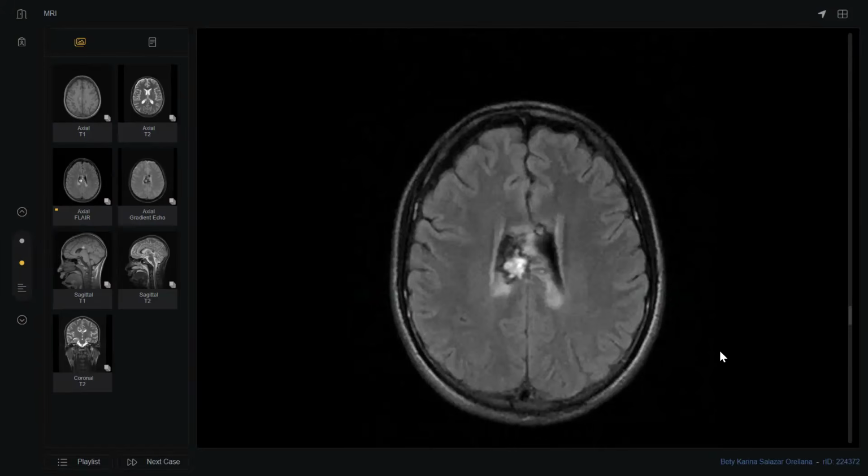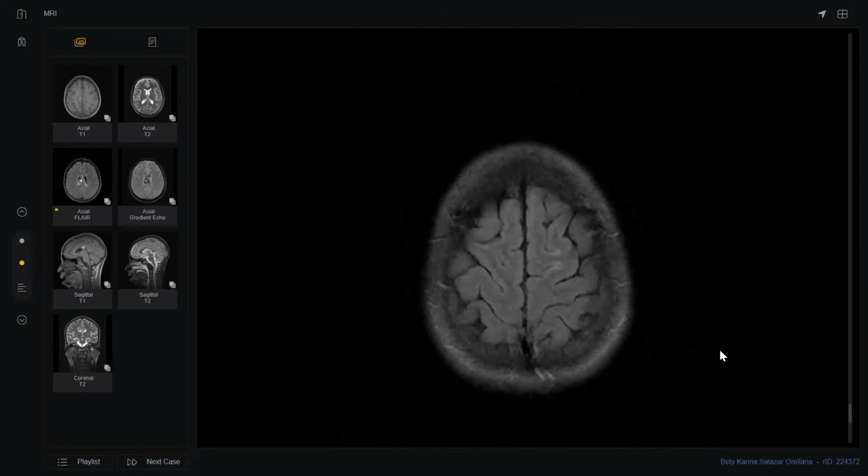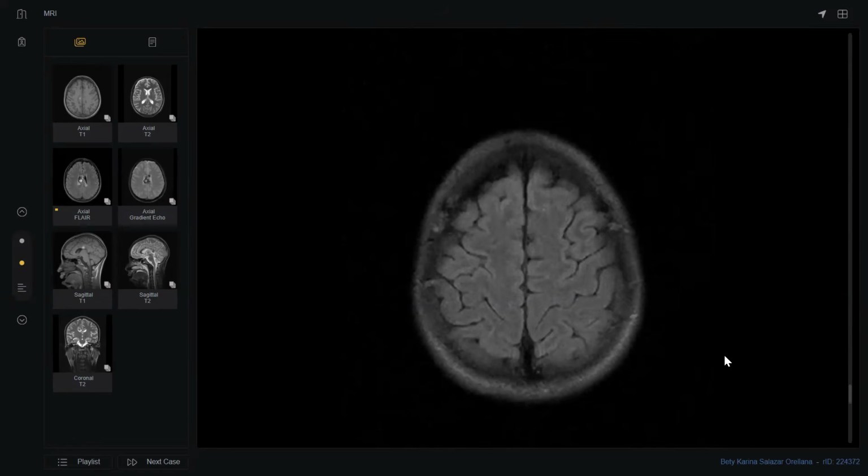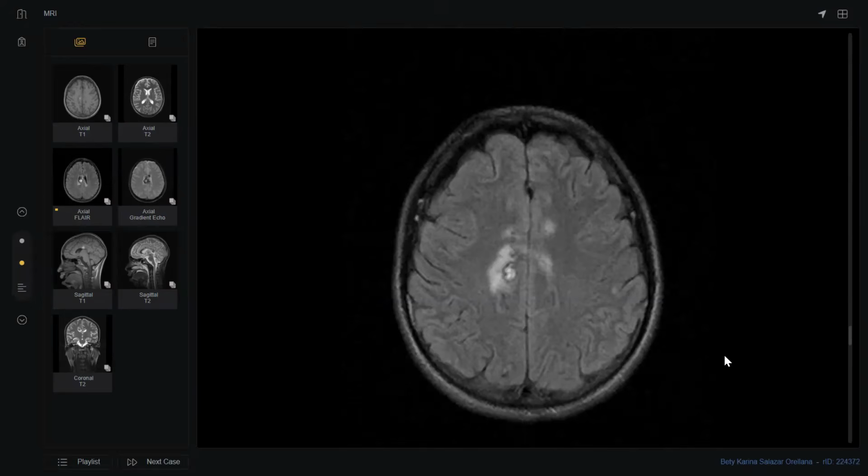If there are multiple areas of microhemorrhages in these regions as well, and the patient is comatose, yes sir, and the patient is comatose, then I will also keep the differential of diffuse axonal injury.